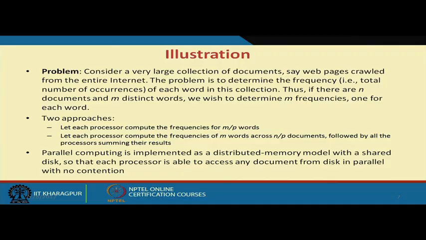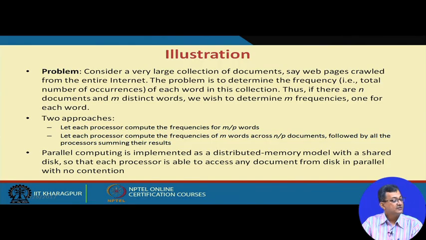So, I want to determine the frequency of occurrences of each word in this document collection D, right. Thus, if there are n documents and m distinct words, we need to determine m frequencies, one for each word. This is a simple problem, and may be more relevant for search engines and things like that.